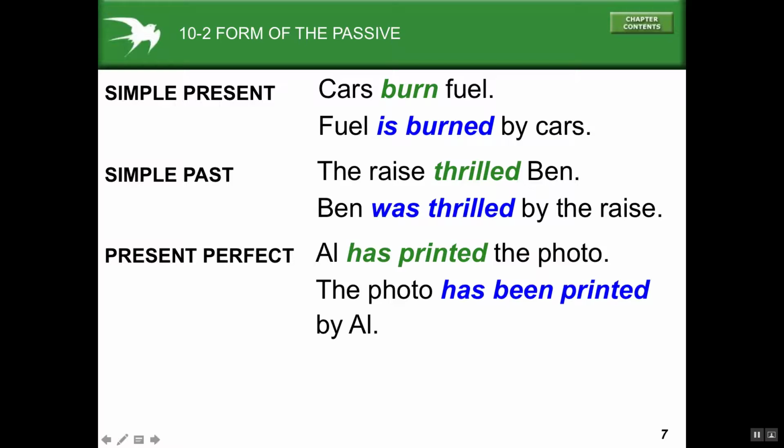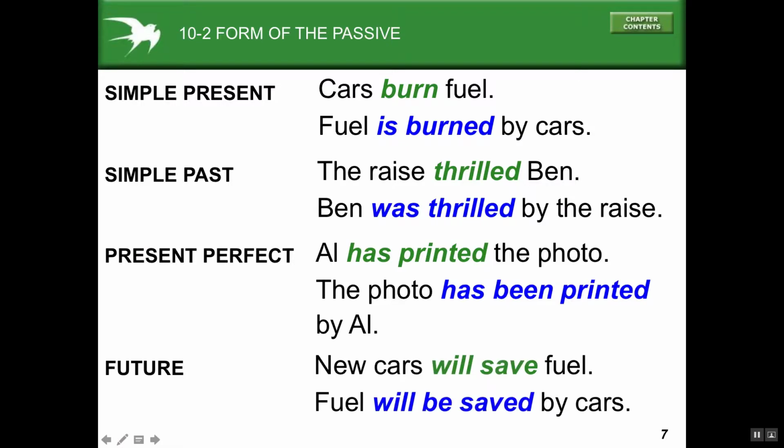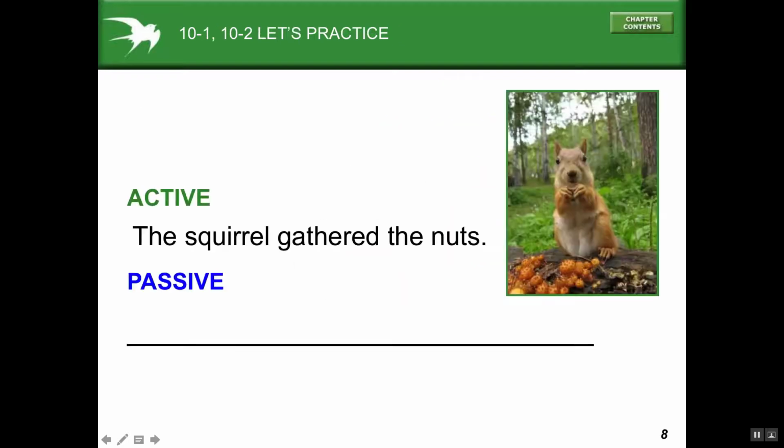So notice in these perfect tenses, just like we've studied, we have has and be, has been printed. And in the future, we have new cars will save fuel, and the passive version is fuel will be saved by cars. All of these have that same switching of the subject and object, and in passive sentences, we know it's passive because we have a by phrase, or because we don't always have to have the by phrase, we have this form of the verb be plus the participle.